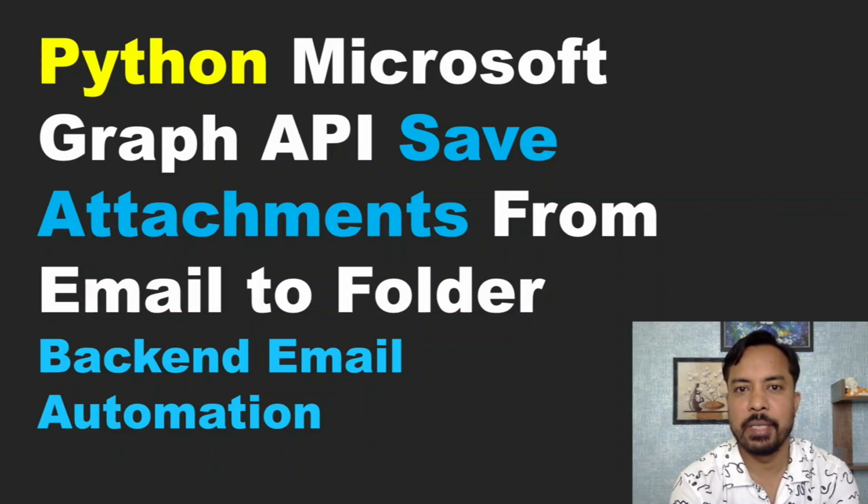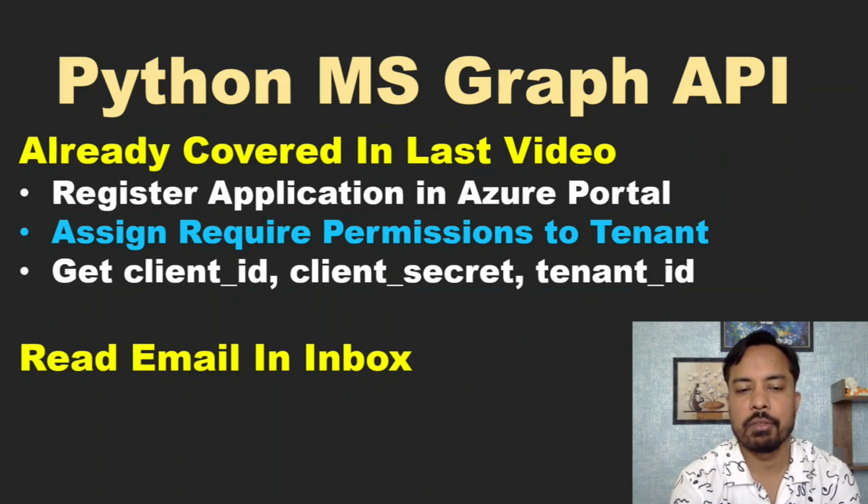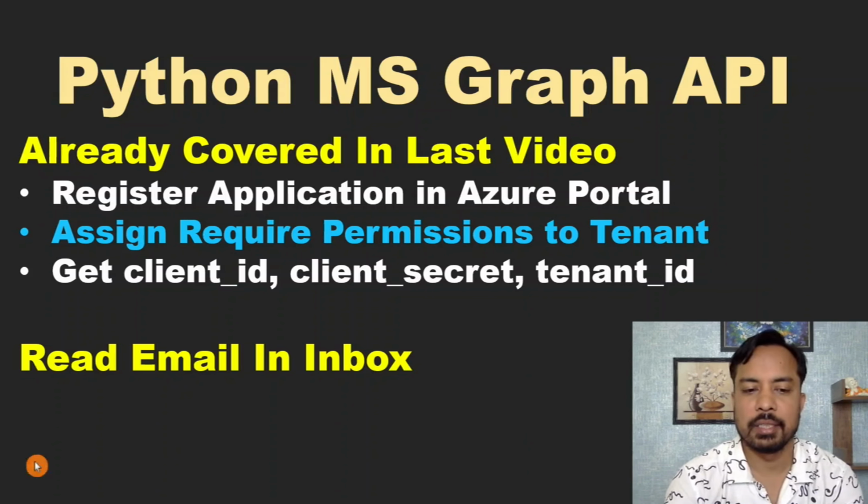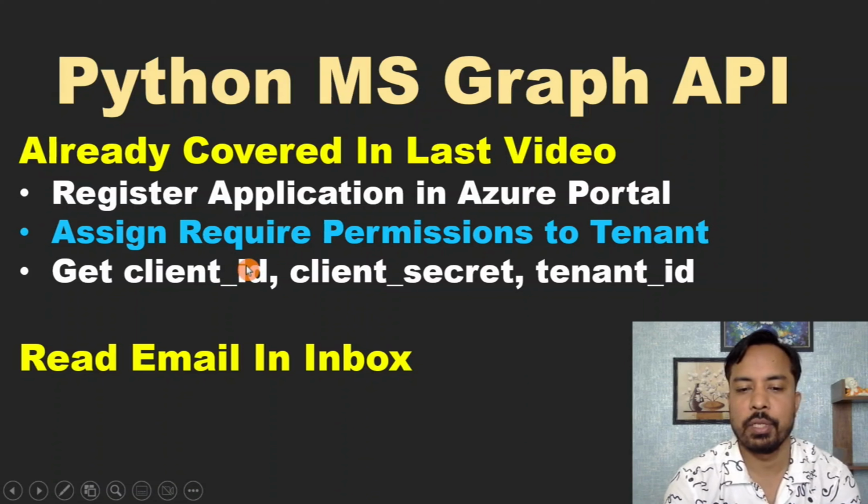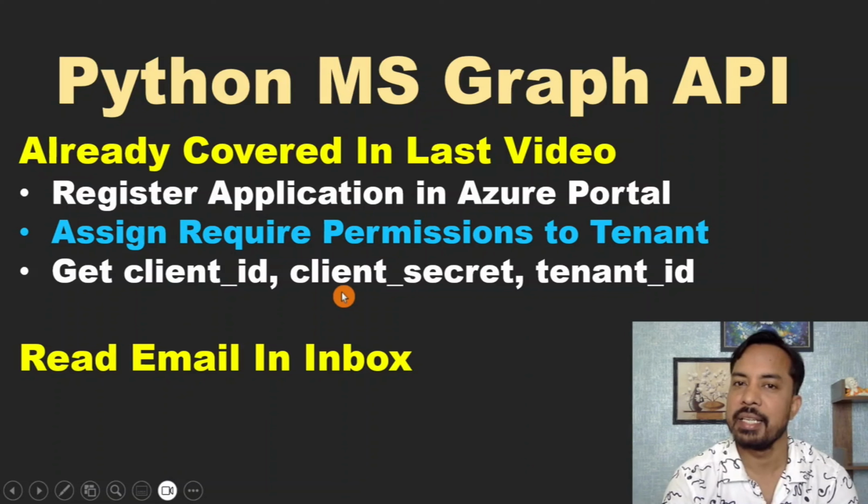And note that this is completely a backend operation. We will not use Outlook or any other email client. So to perform any operation using Microsoft Graph API, you will require these 3 steps that we have already covered in video number 1 of this series, that is send email using Graph API. You will find the link in description and you can understand these 3 parts, like how to register an application in Azure portal and how to assign required permission to tenant. After completing the first 2 steps, we will get client ID, client secret and tenant ID. So that information we need.